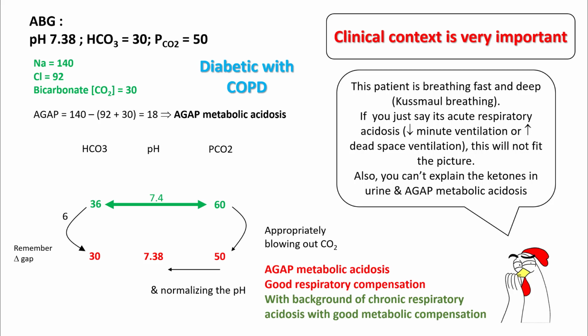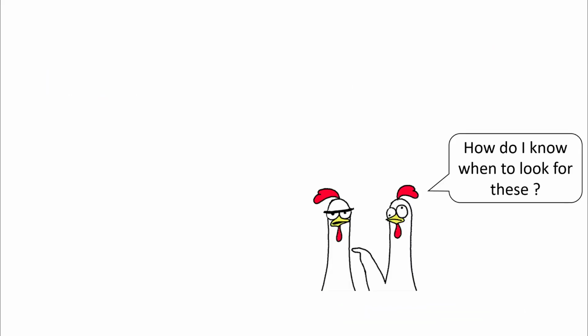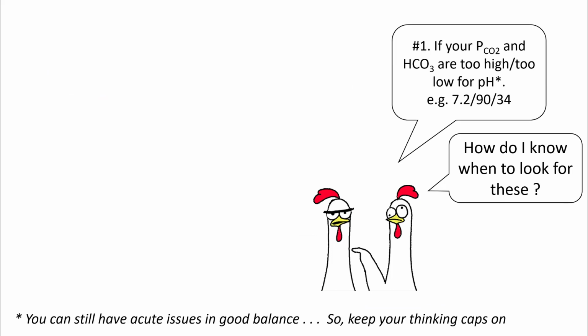So if you read in clinical context, you can figure out that this patient really has anion gap metabolic acidosis with good respiratory compensation, with a background of chronic respiratory acidosis and metabolic compensation. So how do you know when to look for these things? The most important thing is to look at the ratio of PaCO2 and bicarb, and if they're too high or too low for the pH, you're possibly dealing with some underlying chronic problem. For example, if you see a pH of 7.2 with CO2 of 90 and bicarb of 34, there's something else going on apart from the acute condition. This patient may have some underlying chronic problems.